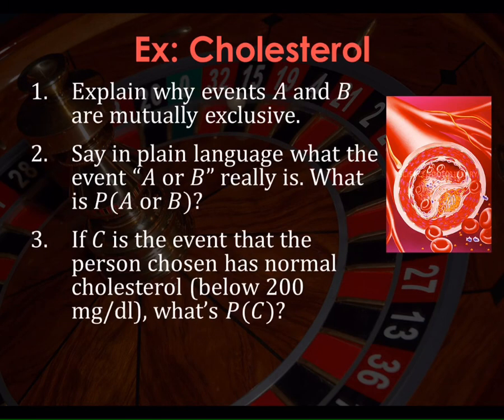Explain why events A and B are mutually exclusive. Then answer number 2. Say in plain language what event A or B really is. And if C is the event that the person chosen has normal cholesterol, which is below 200, what is the probability of C? So stop the video, take a couple minutes to answer these questions, and resume the video when you're ready.